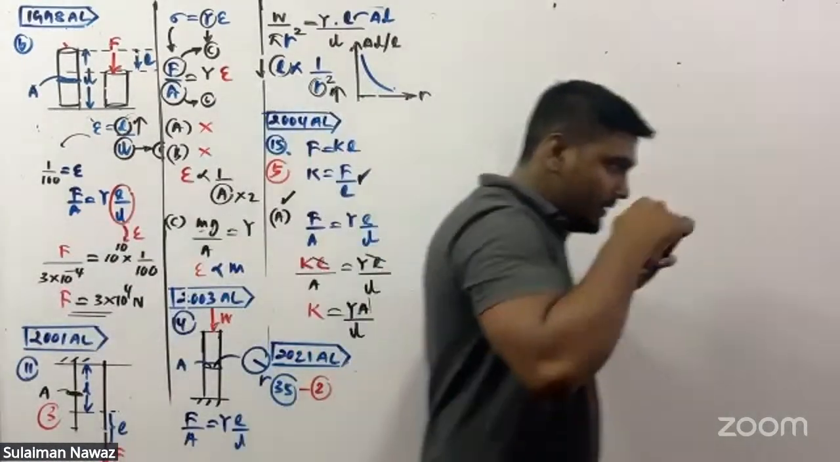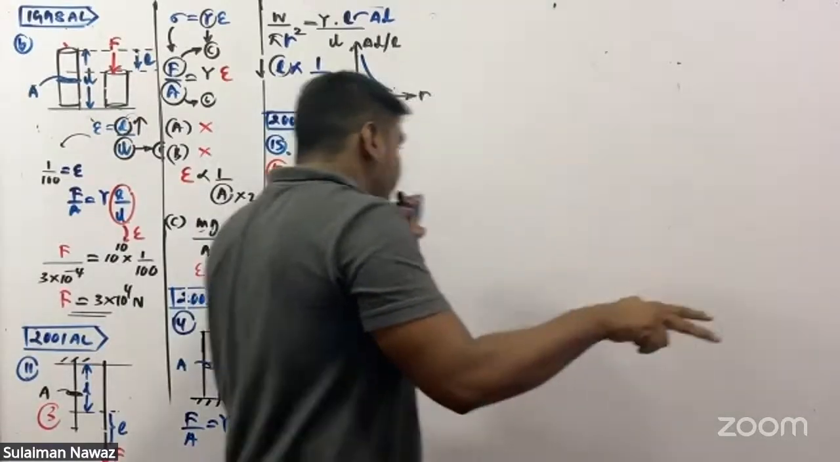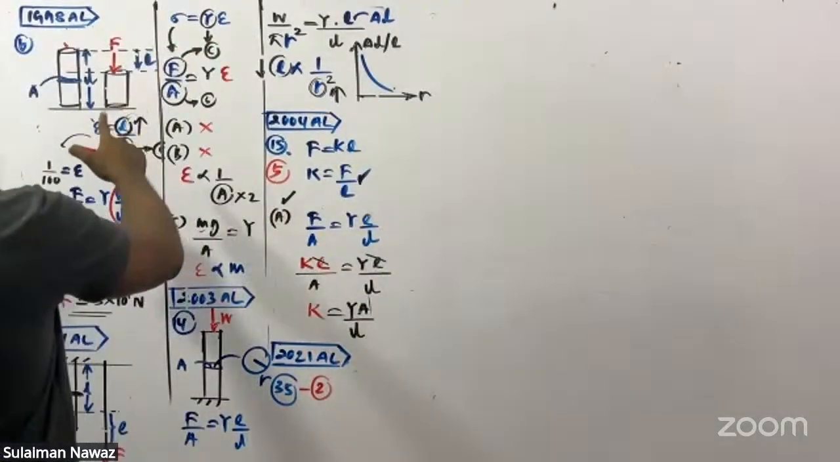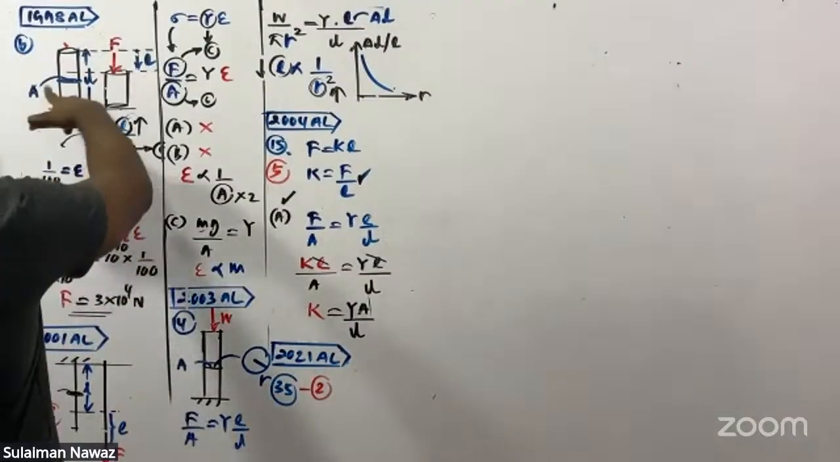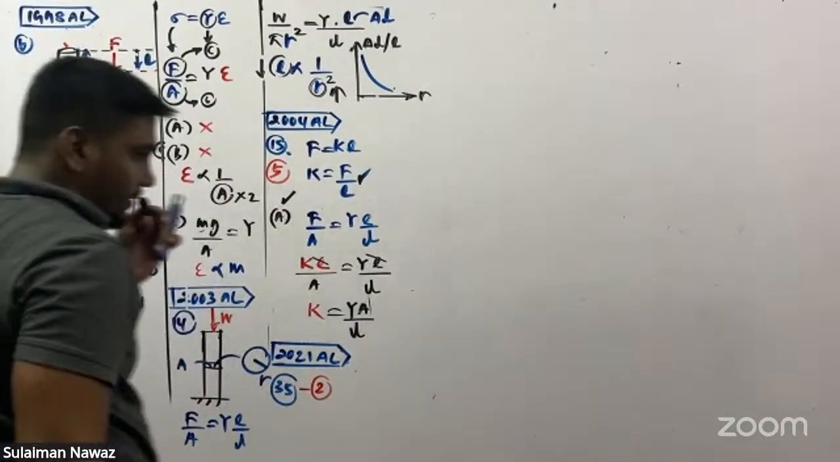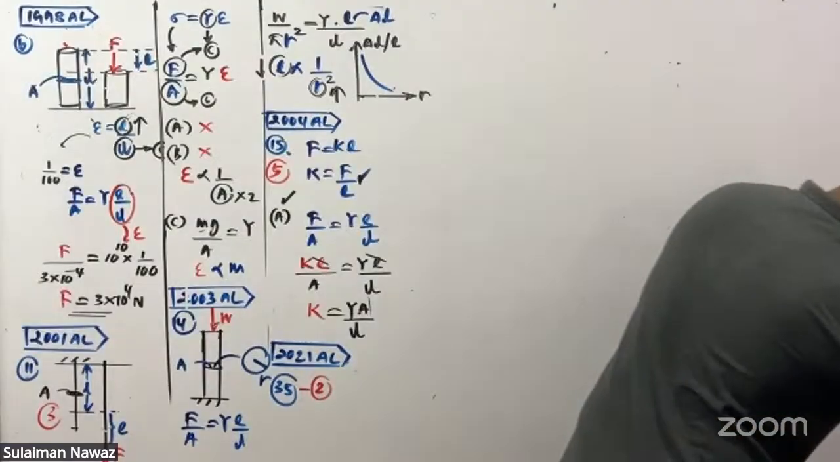Question number 36. We'll go to 36. It is something very similar to question number 6. 36, 2021.